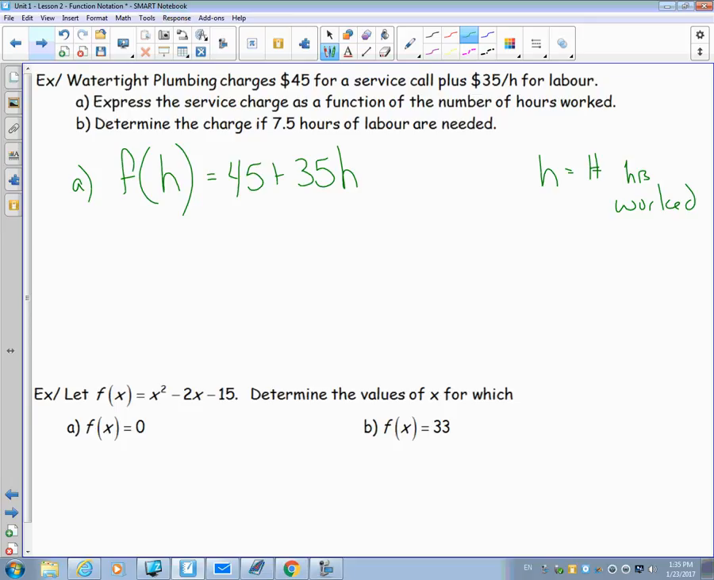Okay, what's the charge if 7.5 hours of labor are needed? So in other words, what's F at 7.5? We've done this, that's what we were doing a second ago. It's really what we did in grade 9. We're just going to approach it in a slightly different way by using that function notation as our setup, if you will. So I'll put that on our calculator. And I hope you guys got 307.50.